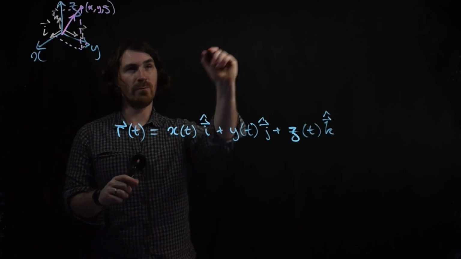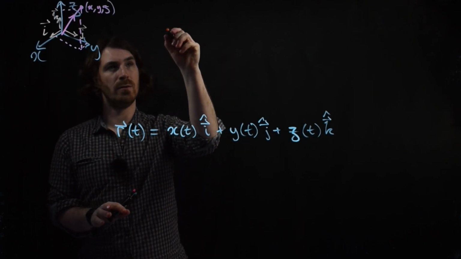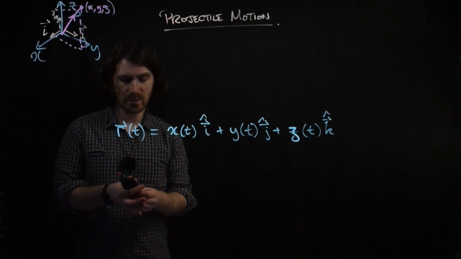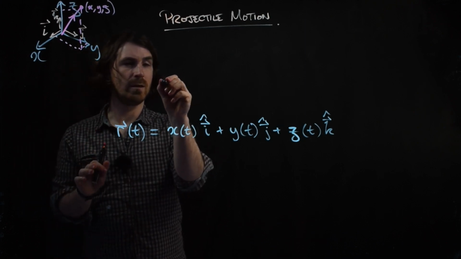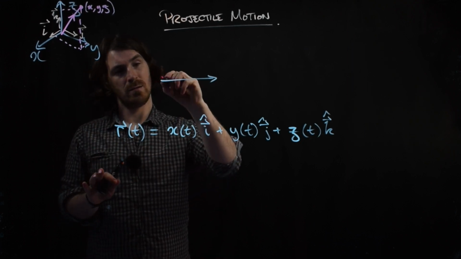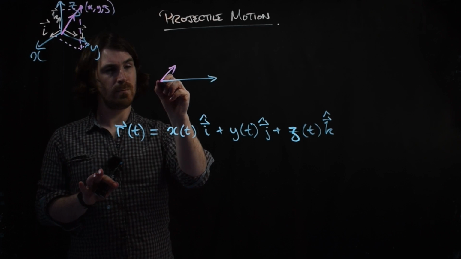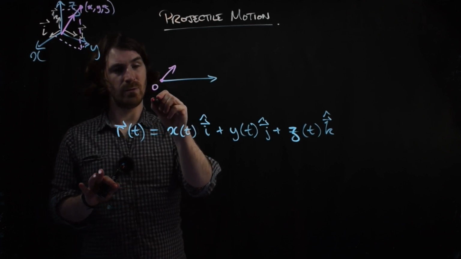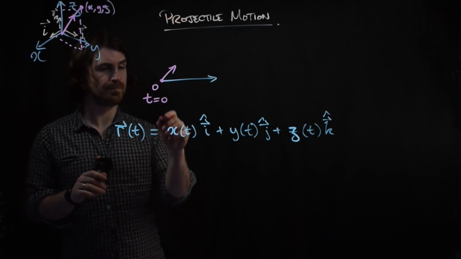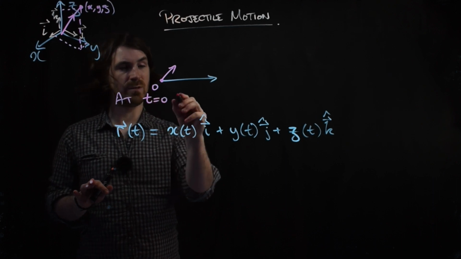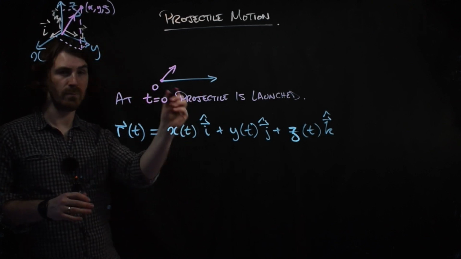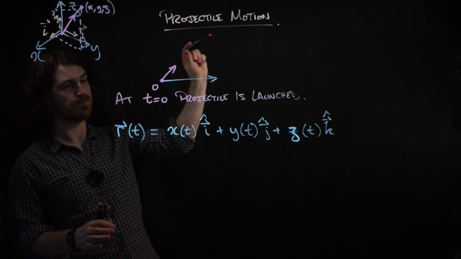So let's now look at one final example, and let's think about the motion of a projectile. Here's the surface, and some projectile is projected from the origin, O, at time t equals 0. So at t equals 0, the projectile is launched. Maybe I threw this pen, so I let go at t equals 0.